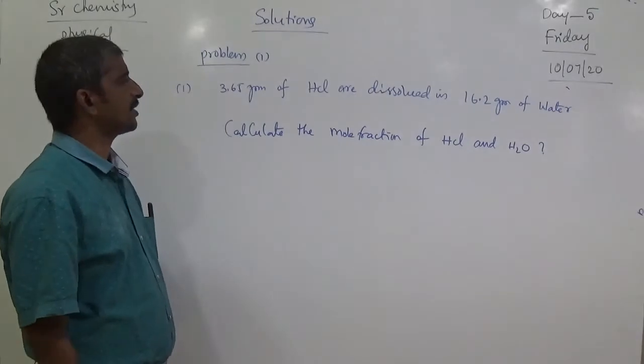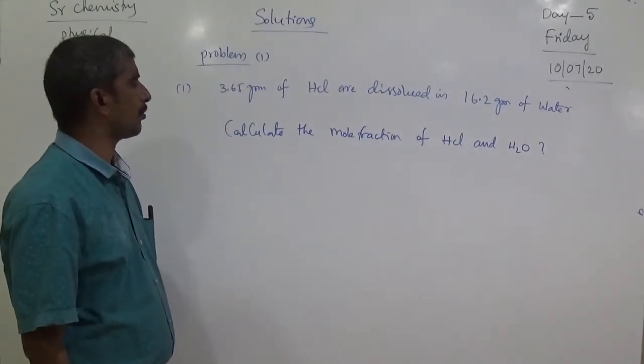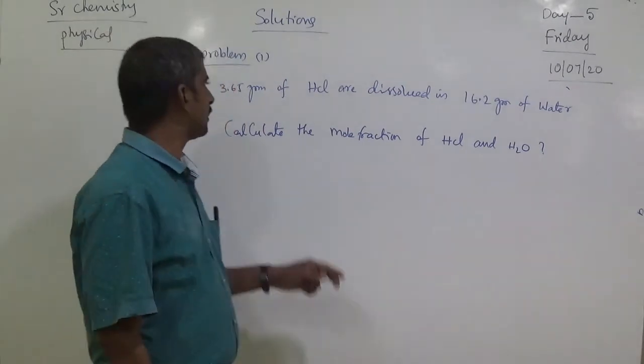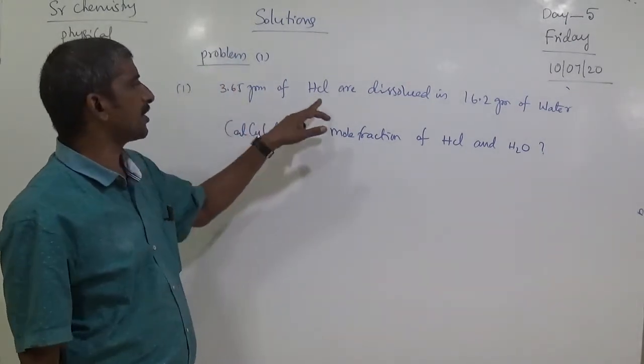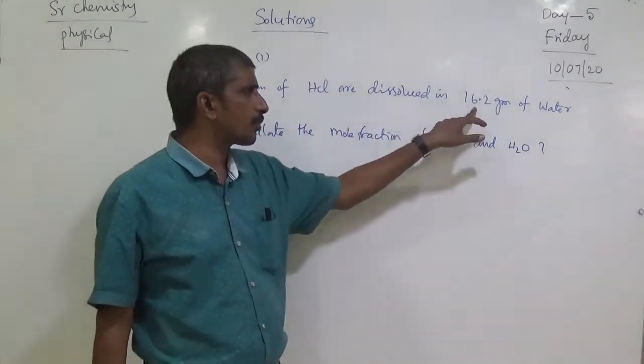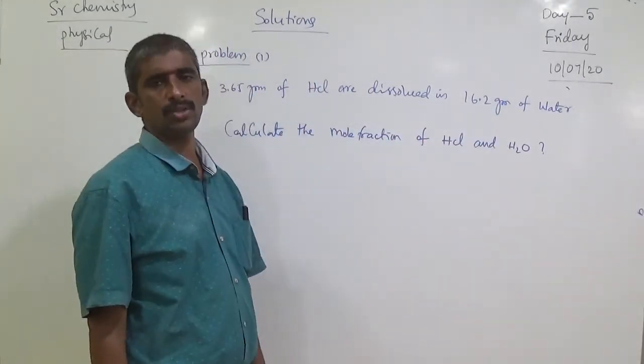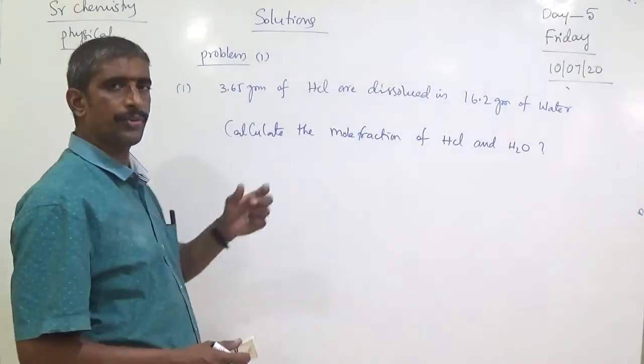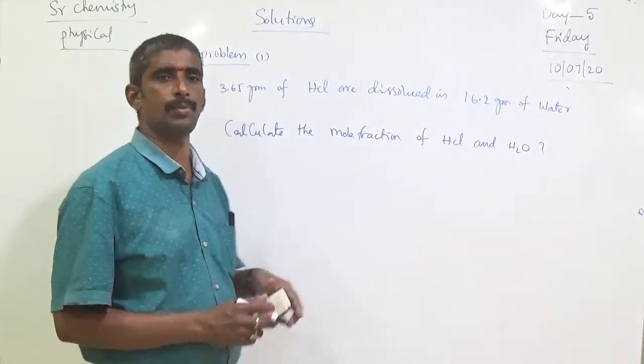3.65 grams of HCl are dissolved in 16.2 grams of water. Calculate the mole fraction of HCl and water. Here 3.65 grams of HCl is the solute, and 16.2 grams of water is the solvent. How can we calculate mole fraction? Before that, we have to calculate the number of moles.